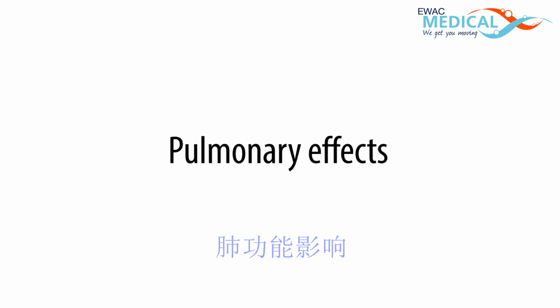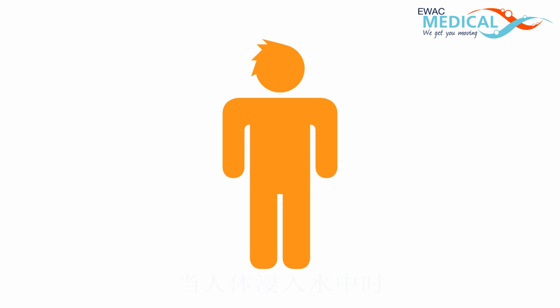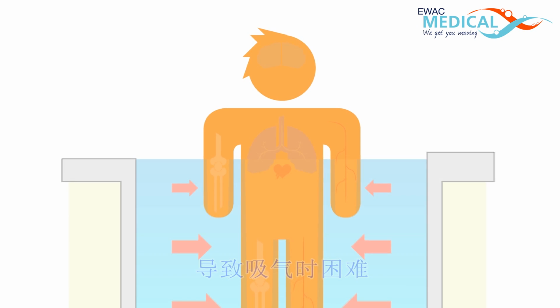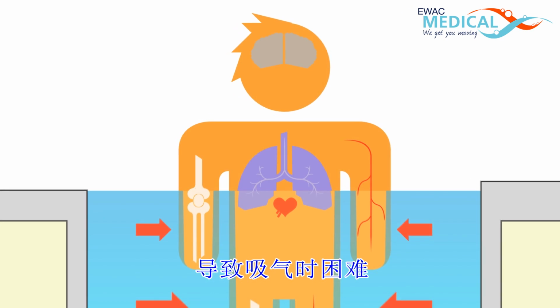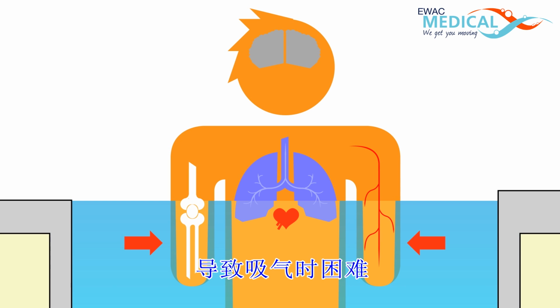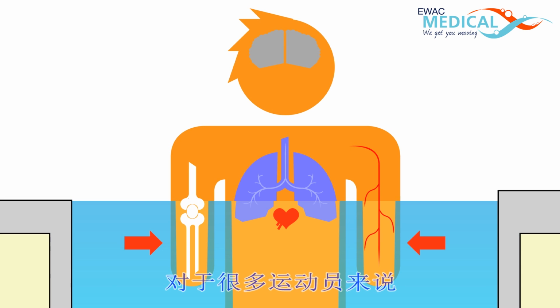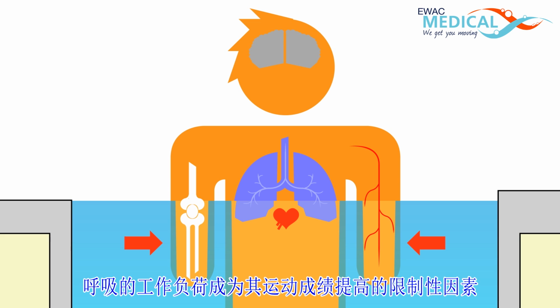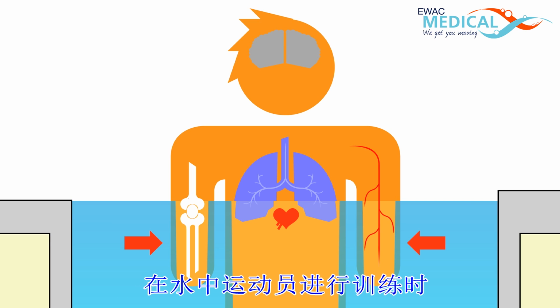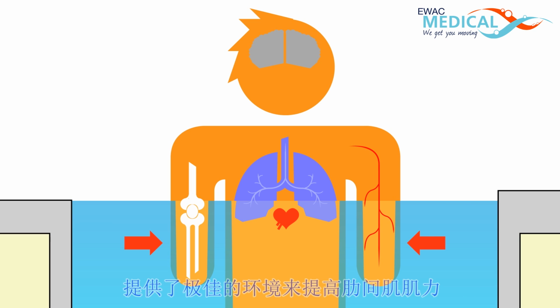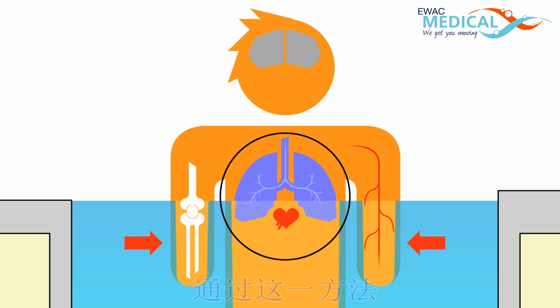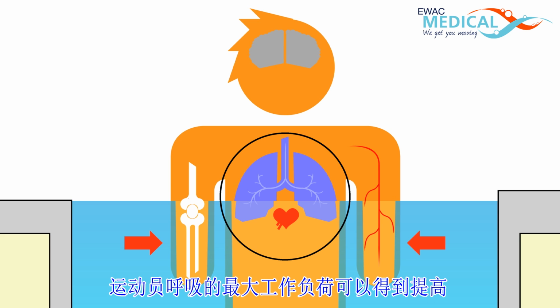Pulmonary effects. When the human body is submerged, hydrostatic pressure compresses the chest, which makes it harder to breathe in. For many athletes, the workload on the respiratory system is a limiting factor in their performance. Training in water for these athletes provides an excellent opportunity to increase the strength of the inhalation muscles between the ribs. In this way, the maximum respiratory workload of the athlete can be increased.